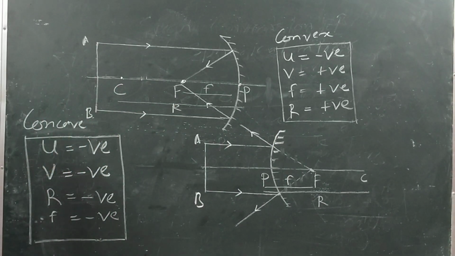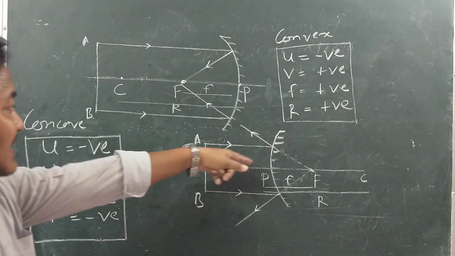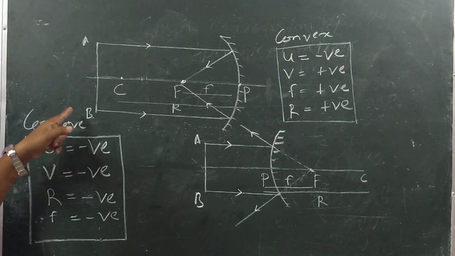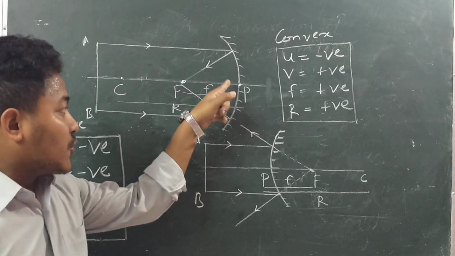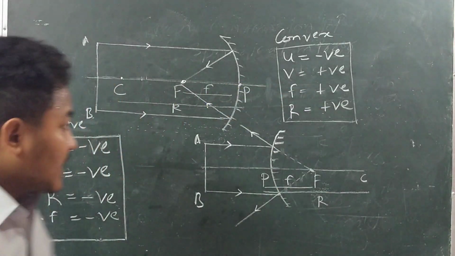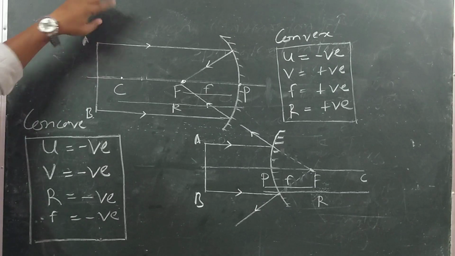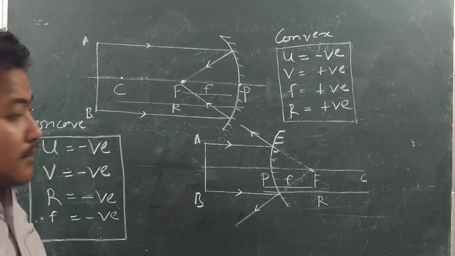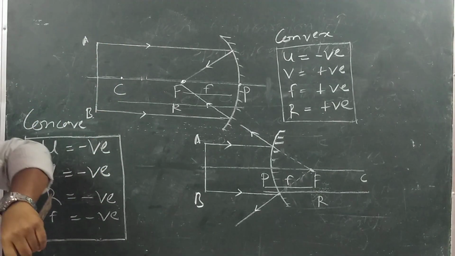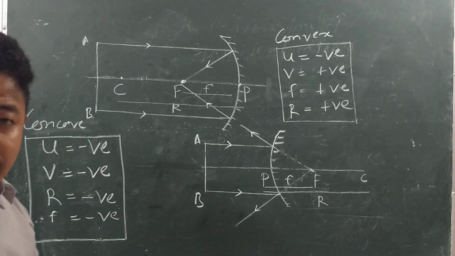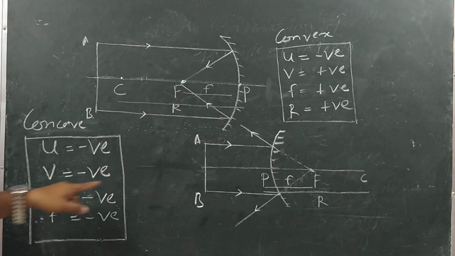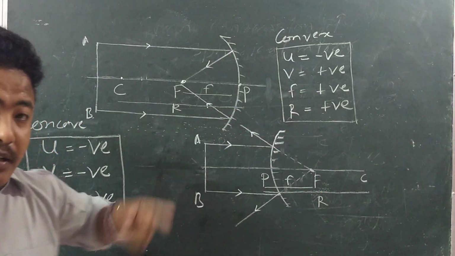So you should understand that any distance on the left side of the mirror is negative. Any distance on the right of the mirror is positive. Any distance above the principal axis is positive, and any distance below the principal axis is negative. This is for concave and convex; I have given them separately. You practice at home.